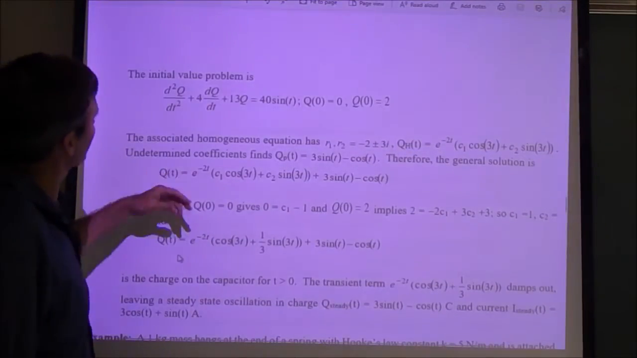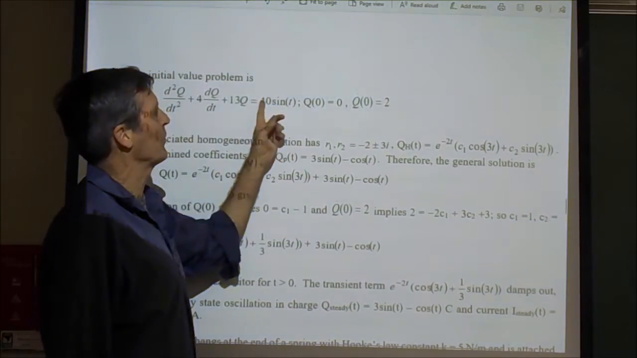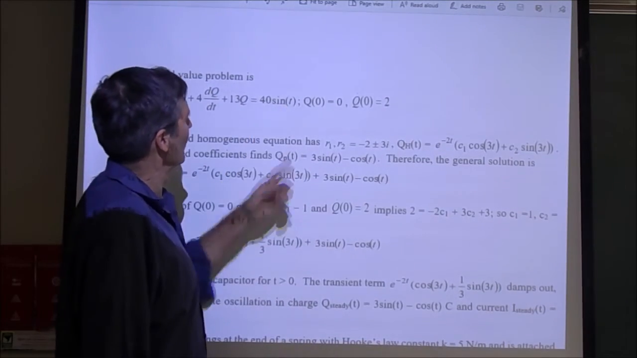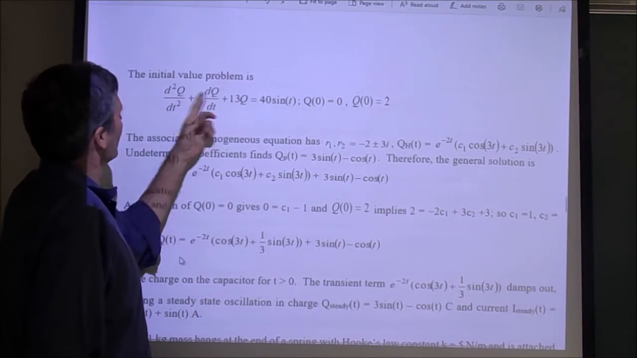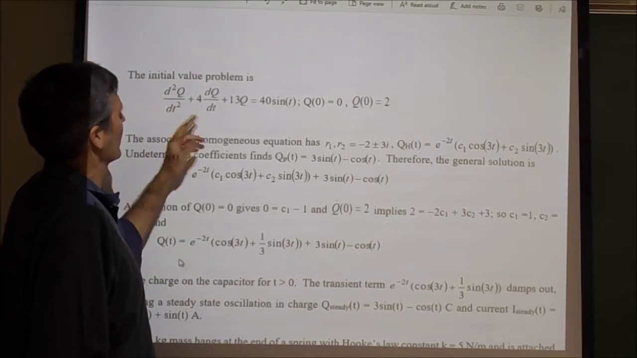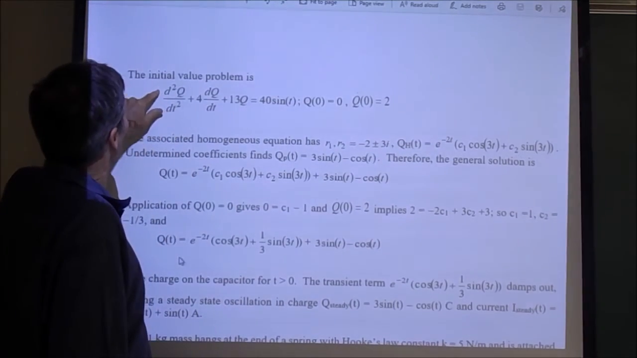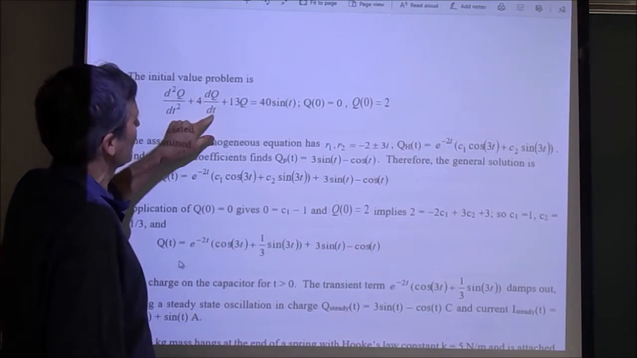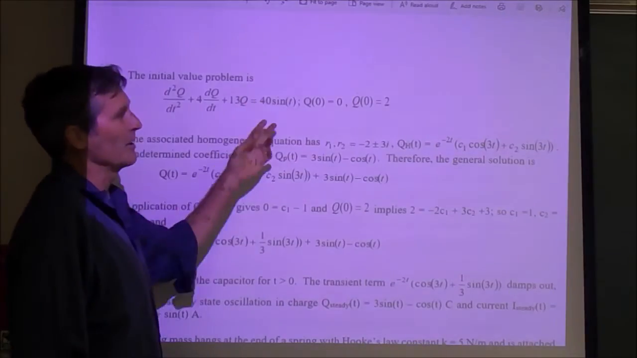Let's do a circuit this time, because they have the same kind of equation. We drive it with maybe a 40 volt oscillating voltage. And here's the usual left-hand side of an LRC circuit, right? So we attach a voltage to an LRC circuit. And so we've got L is 1 times d squared q dt squared plus R is 4 times dq dt plus 1 over C is 13 times q equals the impressed voltage.